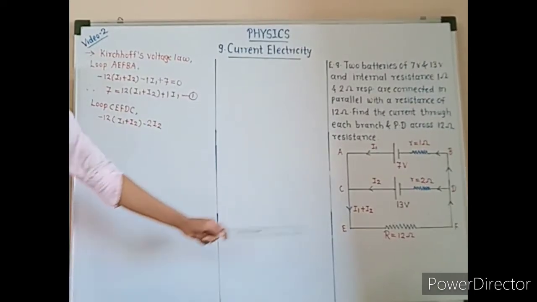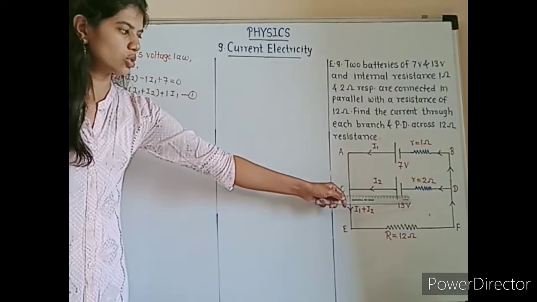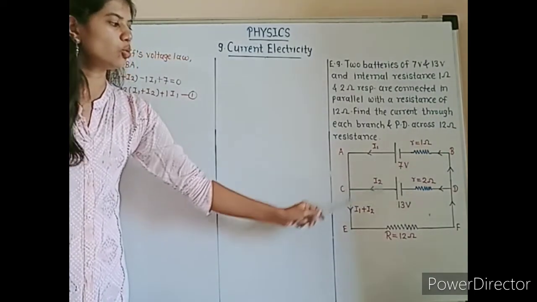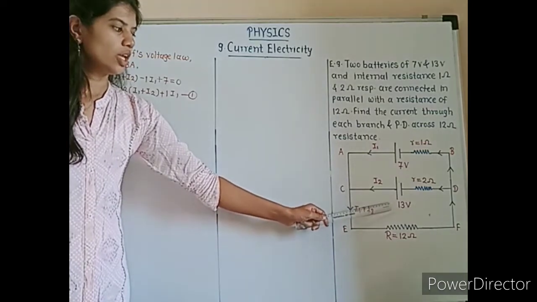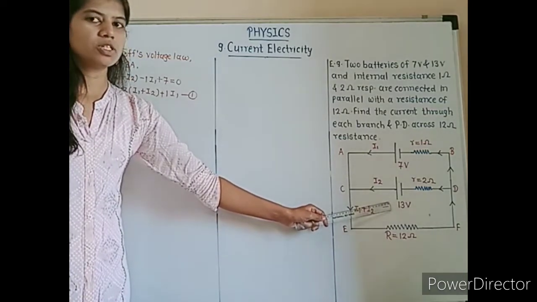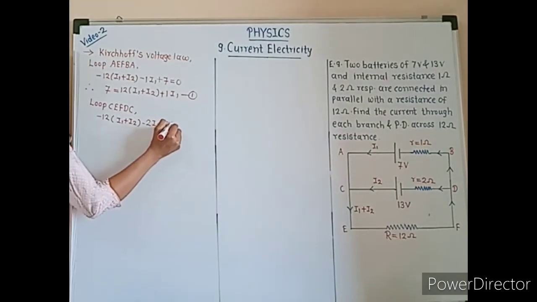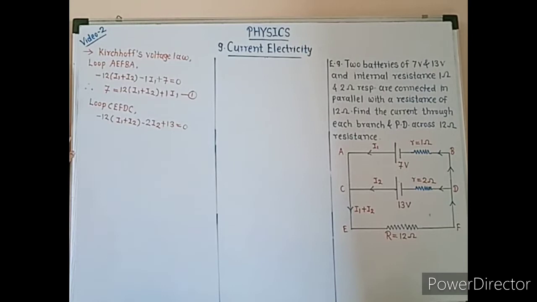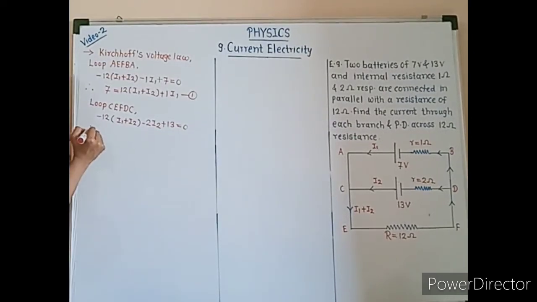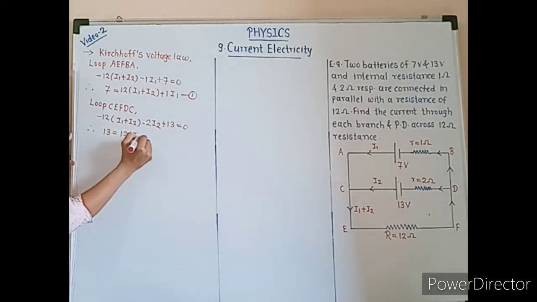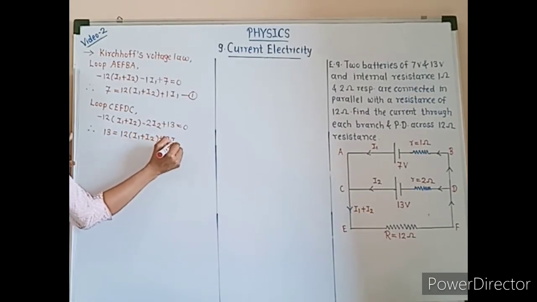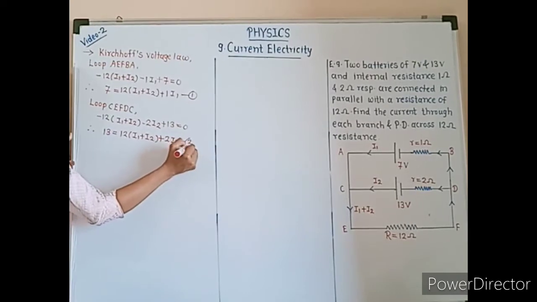And the EMF of the battery. Now we are tracing this source, the battery, from negative to positive terminal, so the EMF of the battery is considered positive, that is plus 13 volt. So we get plus 13 is equal to 0. By rearranging the terms we can write 13 is equal to 12 into (I1 plus I2) plus 2I2, and this is equation number 2.